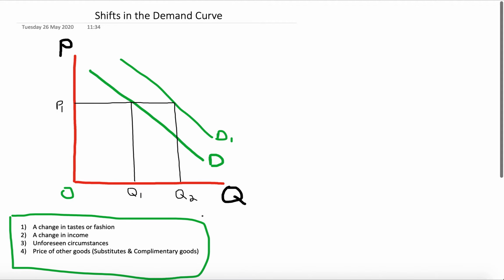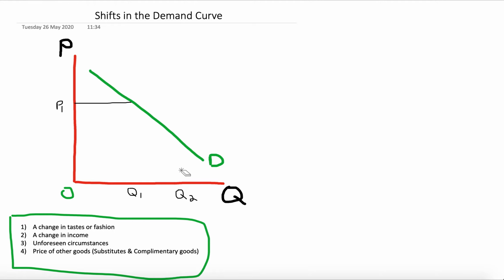A shift is a change in demand caused by any other factor other than the change in price. Okay, so we've looked at number one, a change in tastes or fashions. Number two, suppose incomes in our market or in our country increase. How would we expect our demand to change? Is it going to shift to the left or to the right?